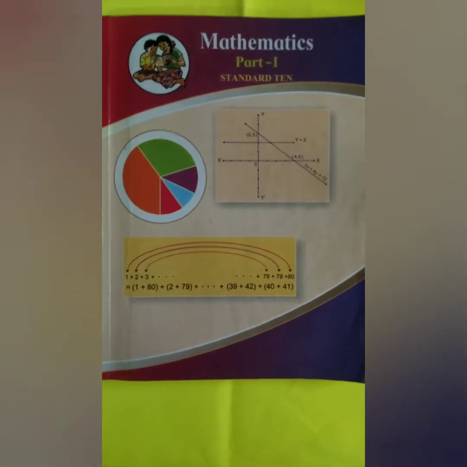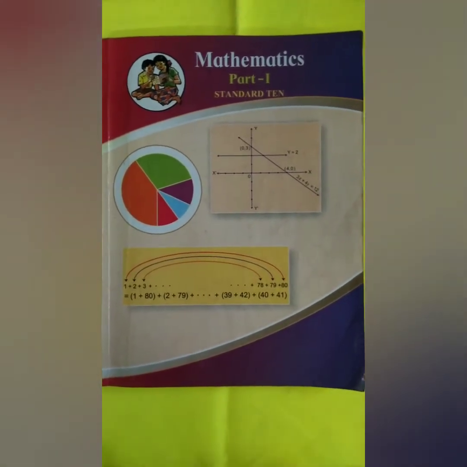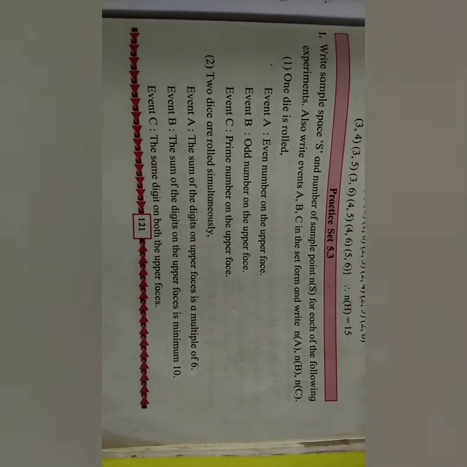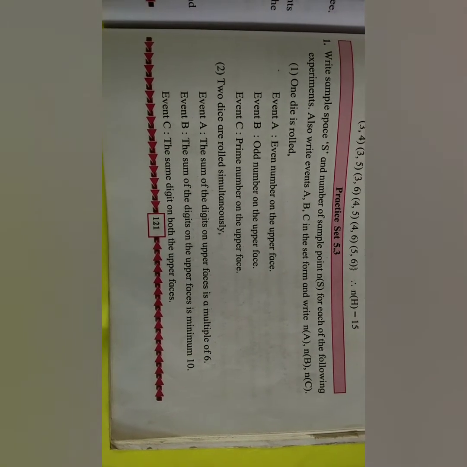Students, now we are going to see practice set number 5.3, chapter number 5, probability. Now, event: the outcomes satisfying particular conditions are called favorable outcomes. Means a set of favorable outcomes of a given sample space is an event. 5.3, question number 1.